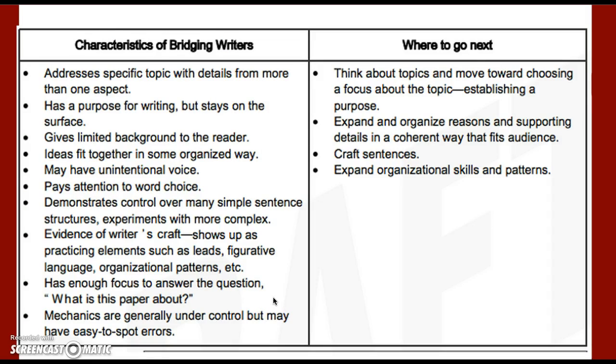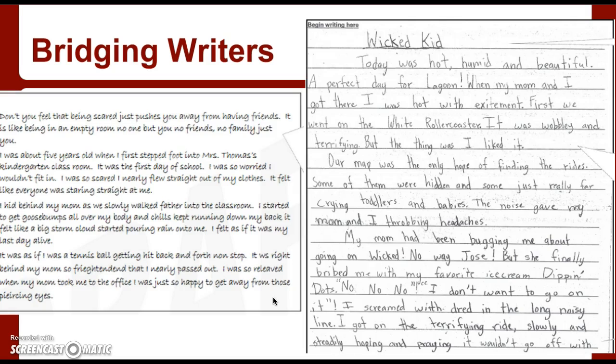As a teacher, we need to help them think about topics and move toward choosing a focus about the topic, establishing a purpose for the writing. We need to help them expand and organize reasons and supporting details in a coherent way that fits the audience. We also need to make sure that they craft sentences and that they expand organizational skills and patterns. Again, here are some examples of bridging writers.